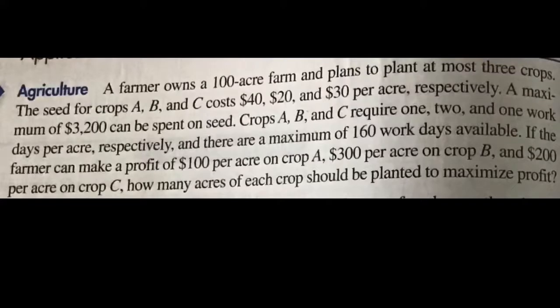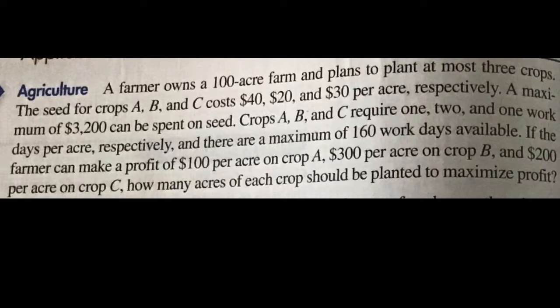All right, so for this last example, this is an application problem, and it says the following. Let's read. A farmer owns a 100-acre farm and plans to plant at most 3 crops. The seed for crops A, B, and C costs $40, $20, and $30 per acre respectively. So 40 for A, 20 for B, and 30 for C. A maximum of $3,200 can be spent on the seed. Crops A, B, and C require 1, 2, and 1 days per acre respectively. And there are a maximum of 160 work days available.